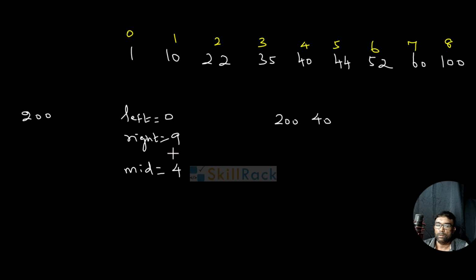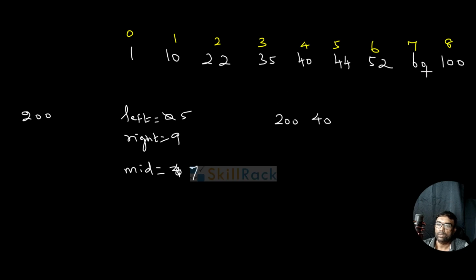Because it has to be in the right half, left will be equal to 5. Now again you are recalculating. 5, how did we get? Mid plus 1. Okay, mid plus 1. 4 plus 1 is 5. So now you are going to recalculate 9 plus 5 by 2, which is 14 by 2. Mid is equal to 7.